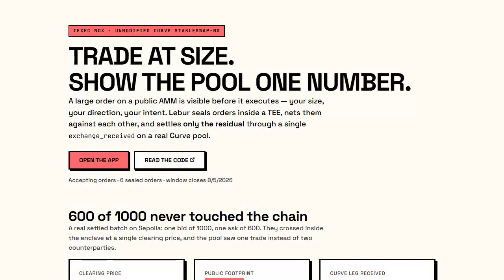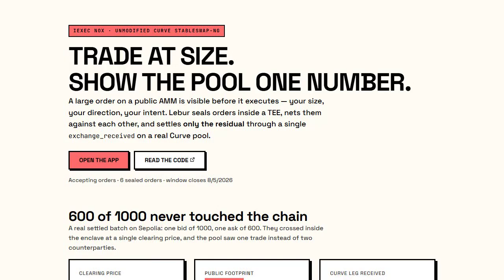If you put a large order on a public automated market maker, everyone sees it before it executes. Your size, your direction, your intent. That is what gets front run, and it is why size does not trade on chain.